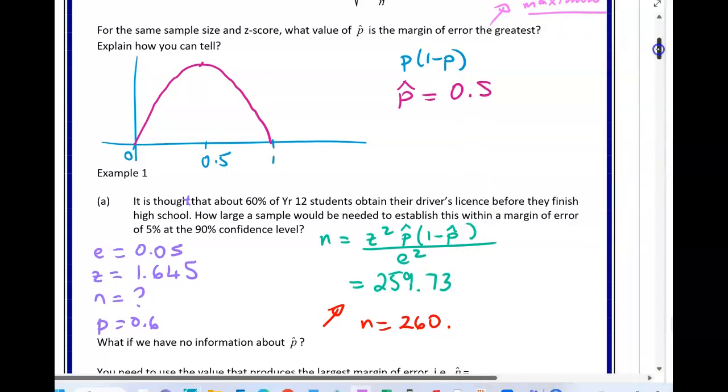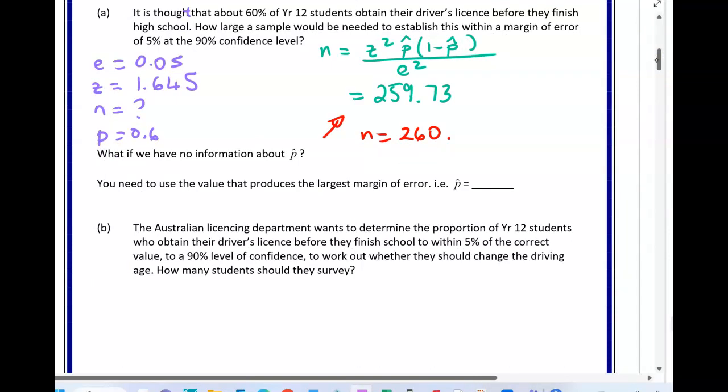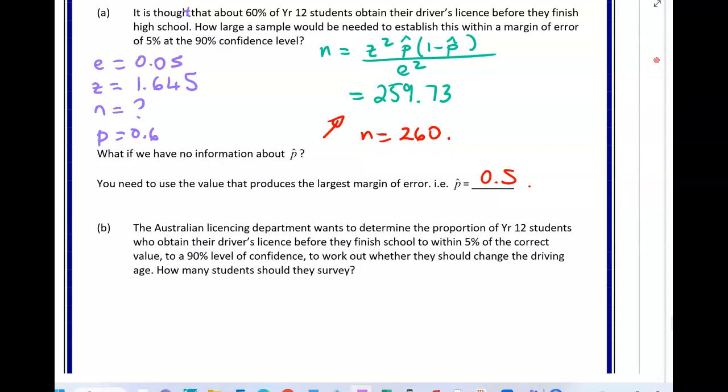All right, so the question is, what if you have no information about P? Well, I answered that before, P hat. We've got to use the one that produces the highest margin of error. So that's the whole point of ensuring that you've got an interval width that's wide enough. So I'll let you read that question. Same question, except we don't know the proportion. Still at the same level of confidence.